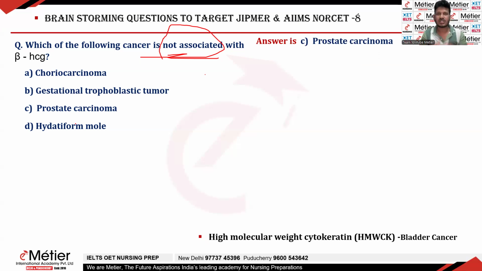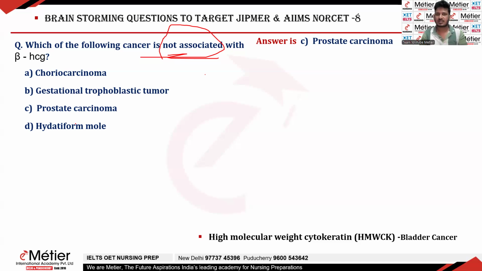Before discussing the rationale, I would like to say a few more tumor markers, which are very important for your upcoming examination. In the exams, they may ask for prostate cancer, what is the tumor marker? For choriocarcinoma, what is the tumor marker? Like that, different direct questions have a chance of being asked in the examination, especially in NORCET-8. So you have to be very careful. You should know all the tumor markers.